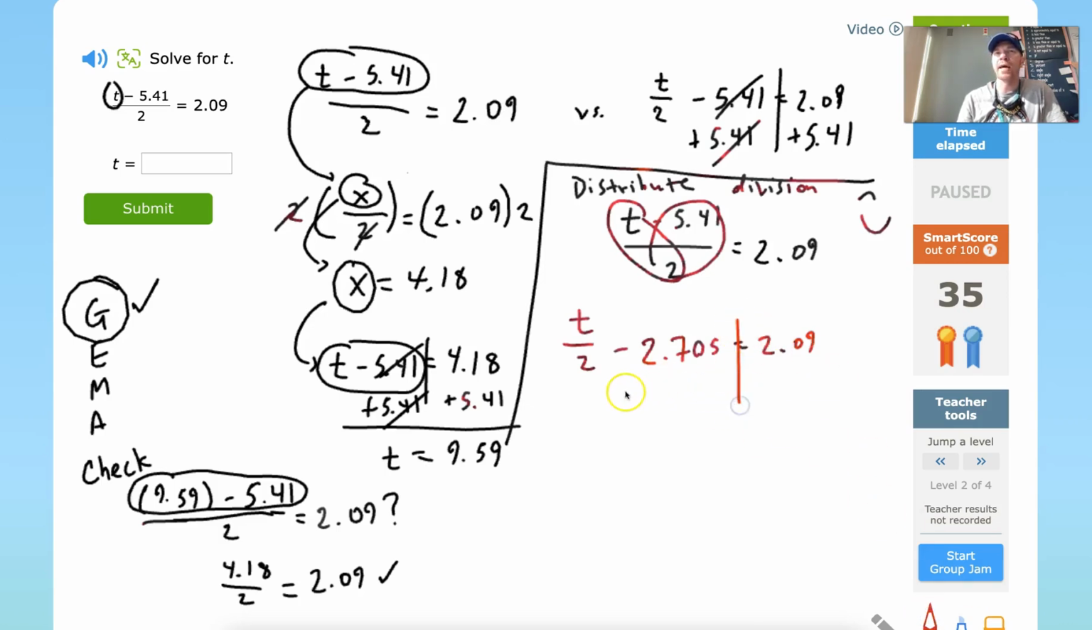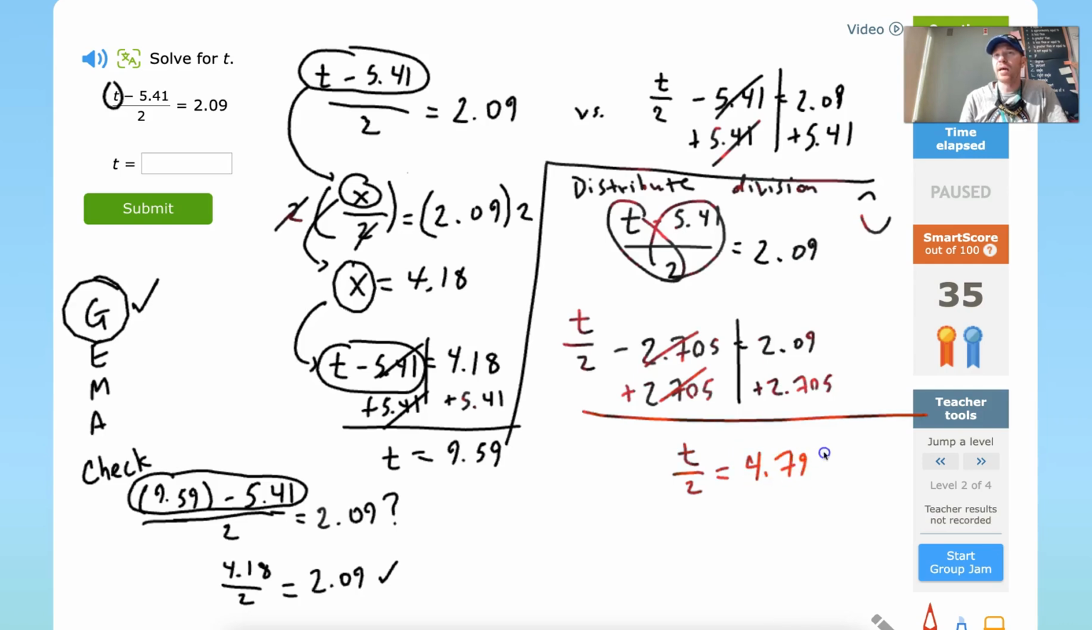So now you can add 2.705 to both sides. Let's see what we get there. 2.09. So you'd have t over 2. This would cancel. Whoops. You'd have t over 2 equals 4.795. And now you can cancel the division. That number times 2, I get the same thing. t equals 9.59.